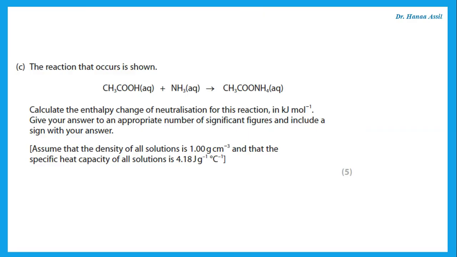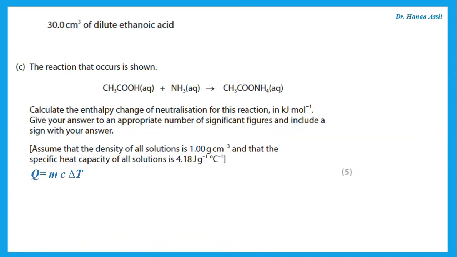The reaction that occurs is shown. Calculate the enthalpy change of neutralization for this reaction. Give your answer to an appropriate number of significant figures, include a sign, and so on. So, first we need to get Q, the quantity of energy. Q is mc delta T. What is m?